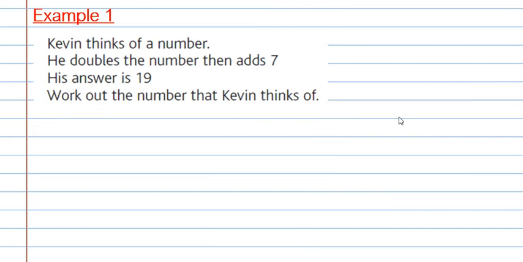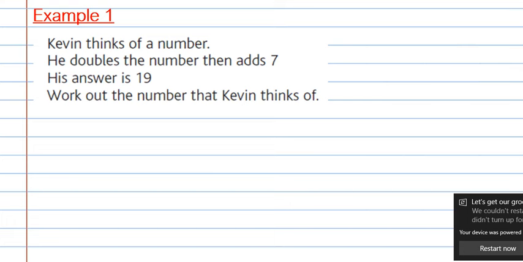Example 1. Kevin thinks of a number, he doubles the number. Then his answer is 19. Work out the number that Kevin thinks of. Okay, so let's call the number that Kevin thinks of X. And he doubles the number, so that'll give us X times 2, and X times 2 will give us 2X.